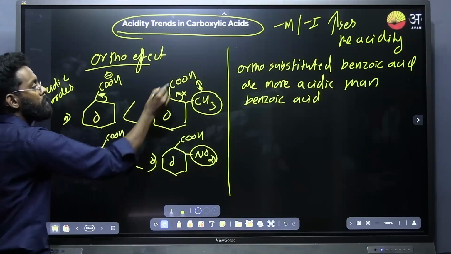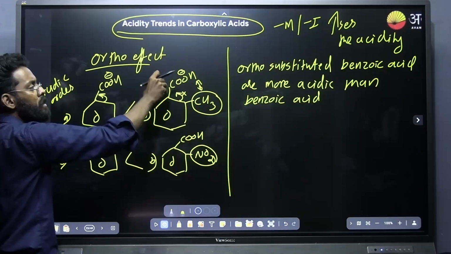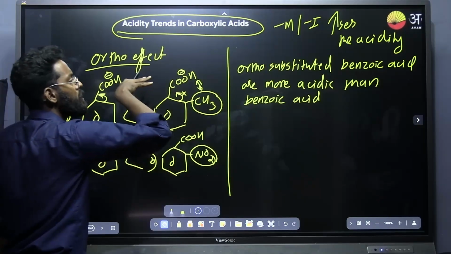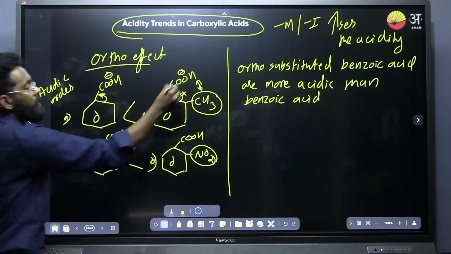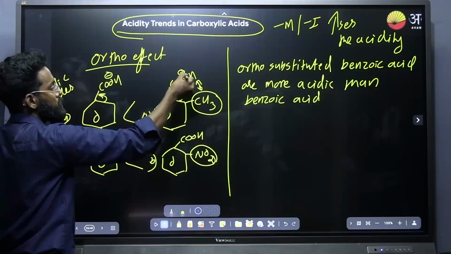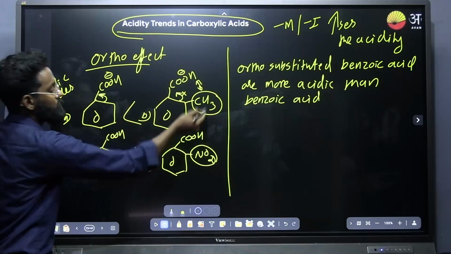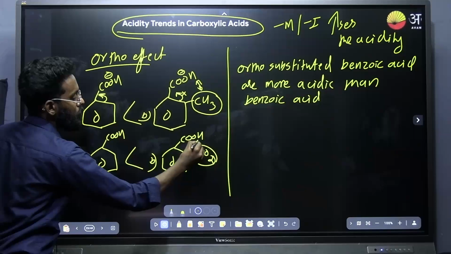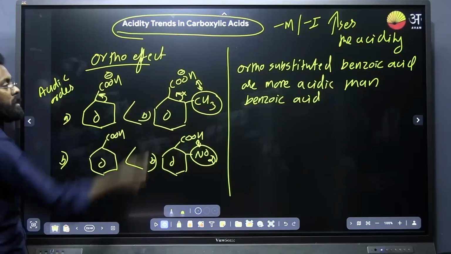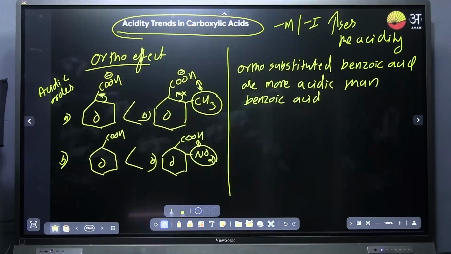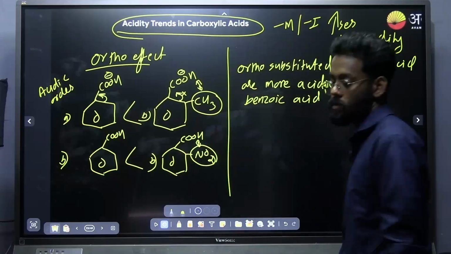As it is not taking place smoothly, the negative charge will remain in a stable manner. Compared to the benzoic acid negative charge, the negative charge in ortho substituted benzoic acid will be more stable. No matter whatever the group, this group also will be involved in the SIR effect, and it will increase the stability of the conjugate base. Got it everyone? Students, have you got it?